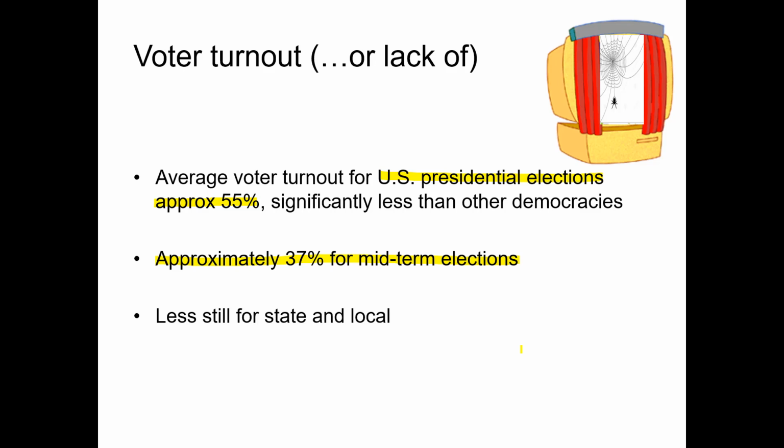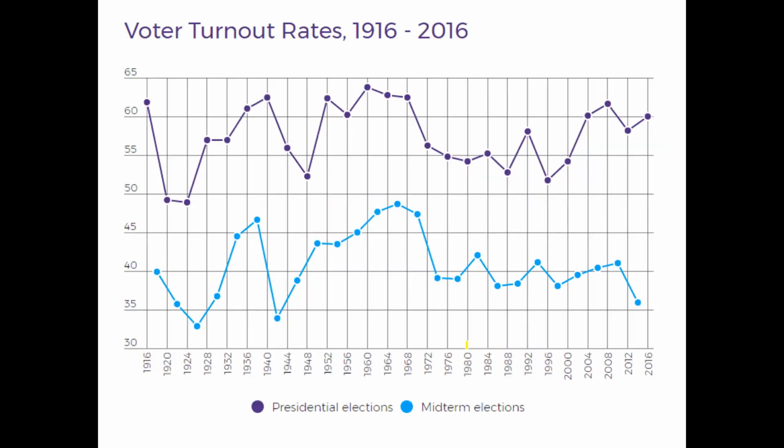It did spike somewhat in the 2018 midterms, and it's even lower still, around 20 to 30% for statewide elections, and as low as 10 to 15% for local elections. So the Americans have a pretty low voter turnout. We'll talk a little bit more later as to why that is.